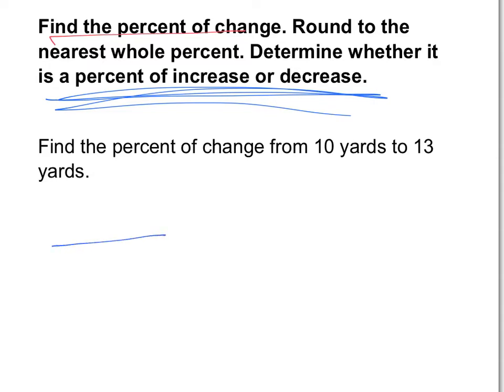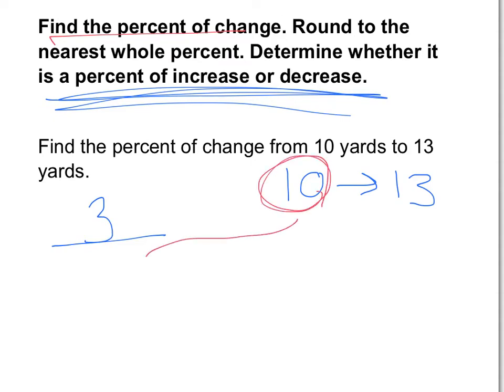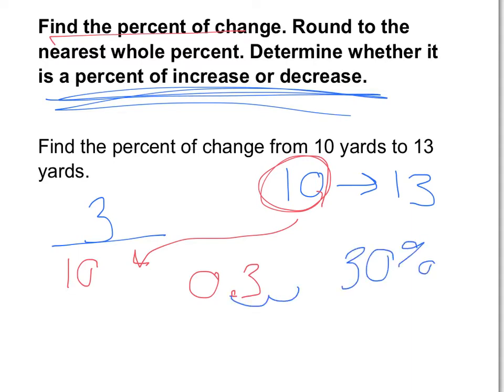So what you need to see here is going from 10 yards to 13 yards. So how much is it changing? Well, it's adding 3, so it's changing by 3. And then on the bottom here, it's the original amount, which was 10, so that goes in the bottom. Now all you have to do on your calculator is take 3 divided by 10, which is 0.3. We need to make that a percent. We're talking about percents of change. So move it over 2 spaces. Your answer is 30%.